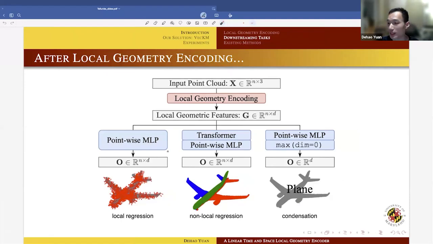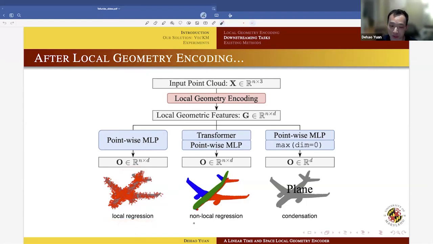There are many different things we can do. Let's say you have an input point cloud and you get the local geometry encoding. There are 3 different types of tasks you can do. First is local regression. After you get this local geometry encoding, you pass it to a point-wise multi-layer perceptron or fully connected network, and then you get the output, which is n by 3, for example. Then you get a normal estimation. This is what I call local regression. Normal estimation is a very typical task of local regression.